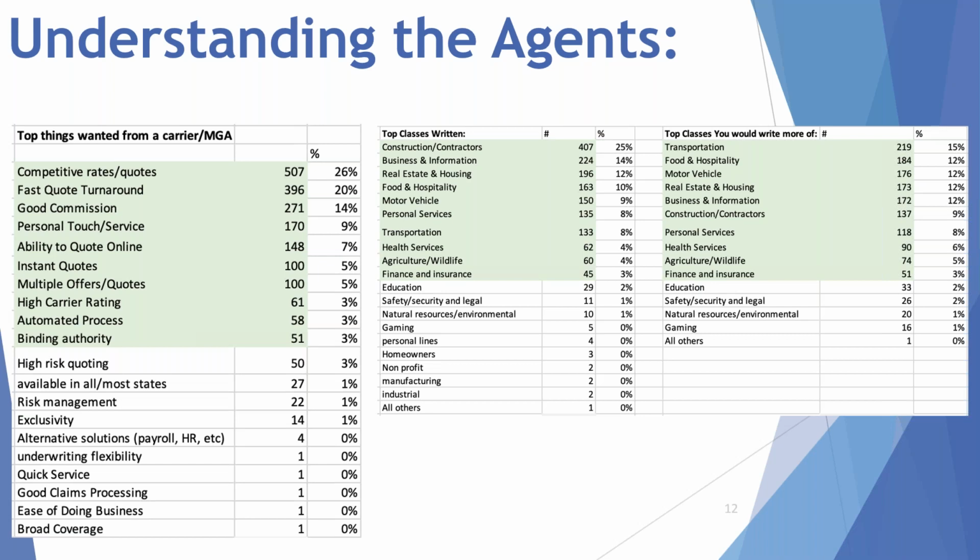So on the right-hand side, just to continue to be transparent and guide expectations properly, I wanted to show you the top classes that are written and the top classes they would want to write more of. Now, we have a lot of these stats in our system, but of course, what better way than to just ask the agent?